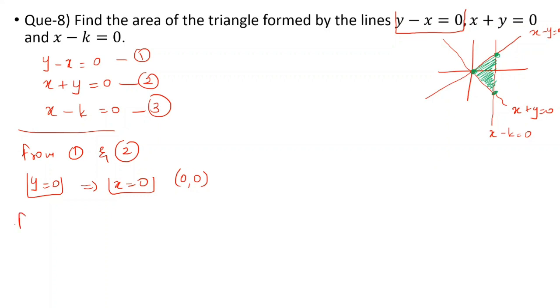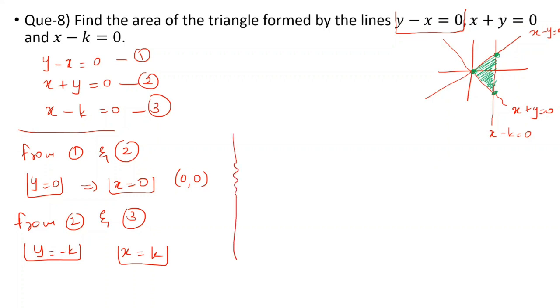Another two lines, from line 2 and line 3. If I eliminate x, we get y plus k equal to 0. So y equal to minus k, and whenever I put y equal to minus k, I'll get x equal to k, right? Also, moving to another two lines from lines 3 and line 1.